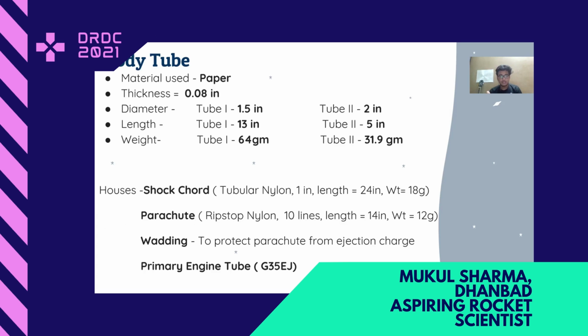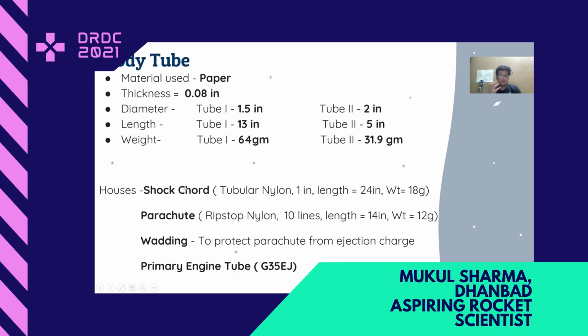Here we can see the material, the specification of our body tube. Material uses paper. Thickness is 0.08 inches. The diameter and the length are given below, and the weight is also given here. These are the two body tubes, and I connected them with the help of a transition.